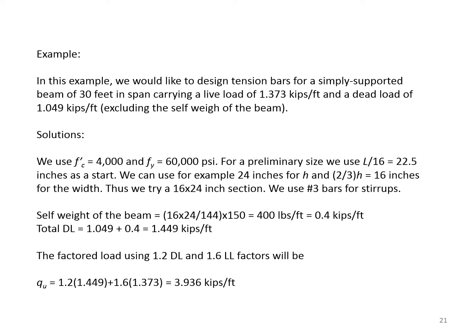The factored load using 1.2 dead load factor and 1.6 live load factor therefore would be qu equal to 1.2 times 1.449 plus 1.6 times 1.373. The answer is 3.936 kips per foot.